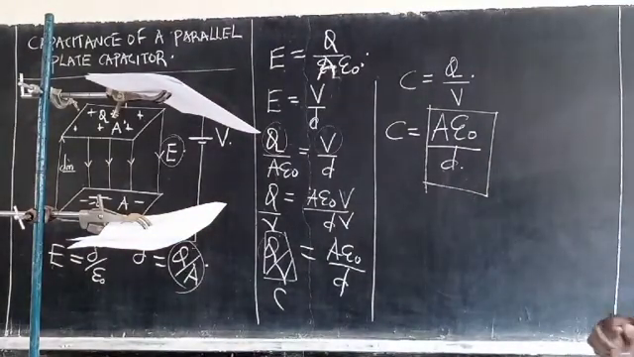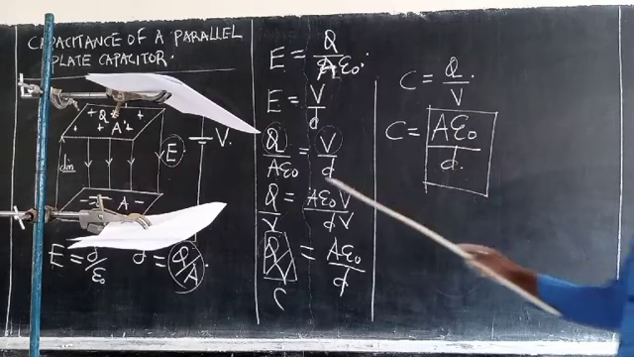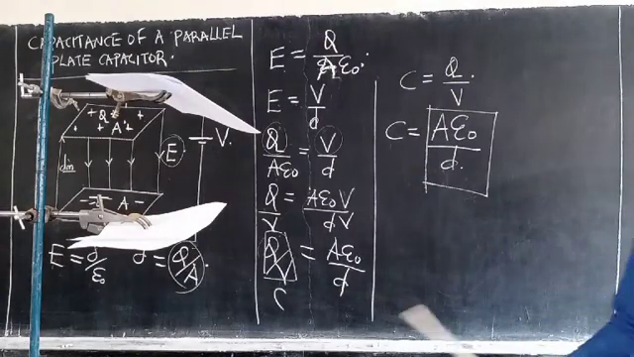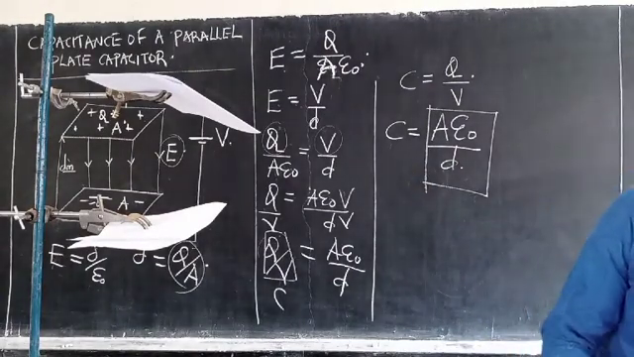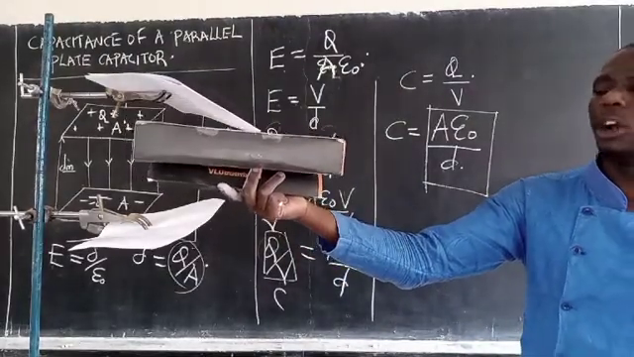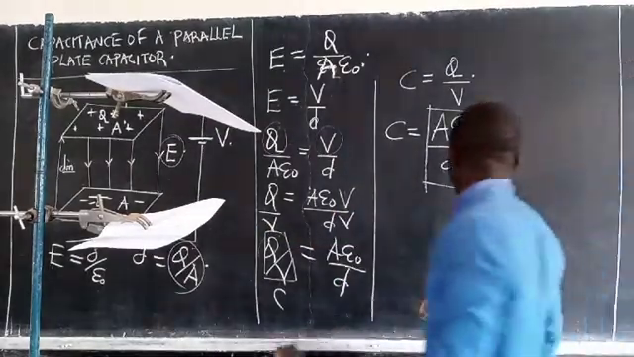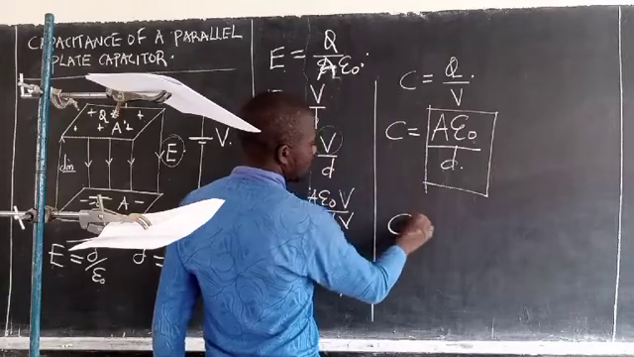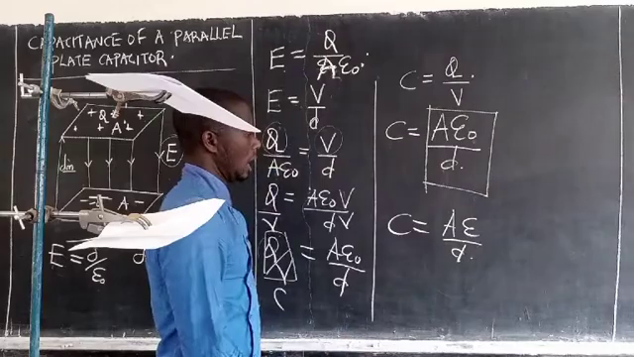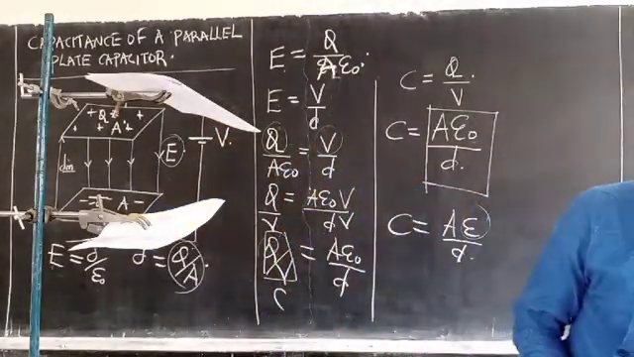So therefore, the capacitance of a parallel plate capacitor is given by A epsilon naught over D. That is when it is in vacuum or when it is in air. But you can now press something in, as I've said. You press in a dielectric, which has a different permittivity, not epsilon naught but epsilon. So the capacitance will now become A epsilon over D. And of course, this epsilon can also vary from material to material.